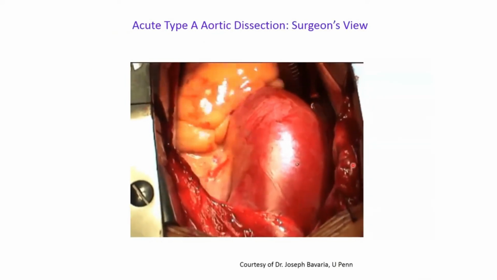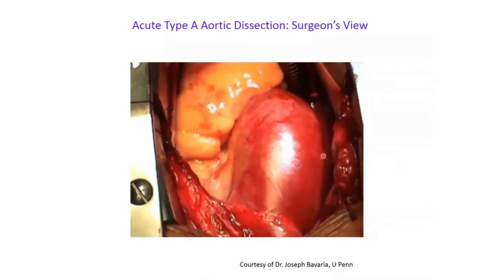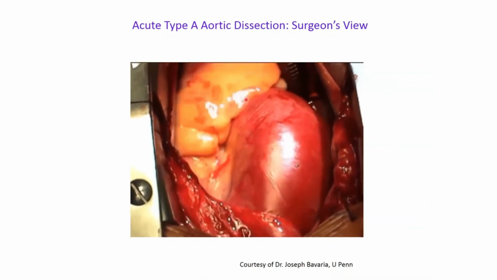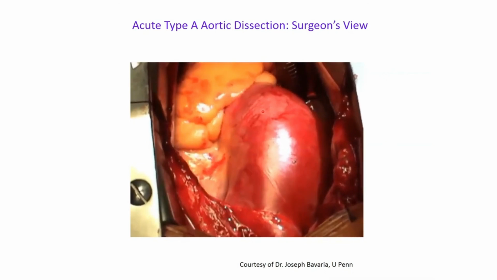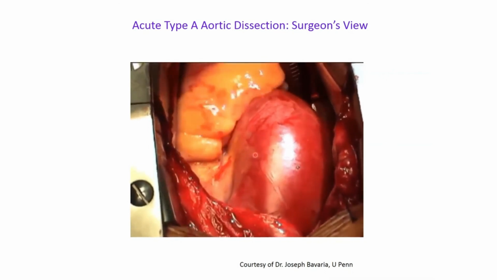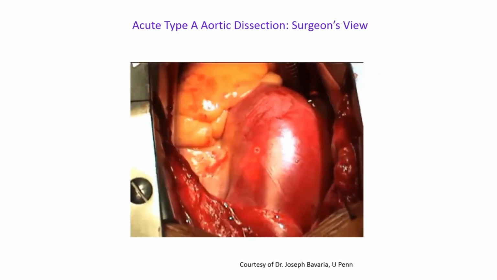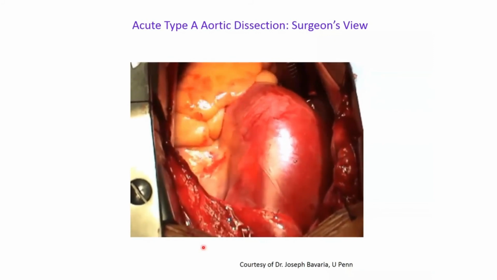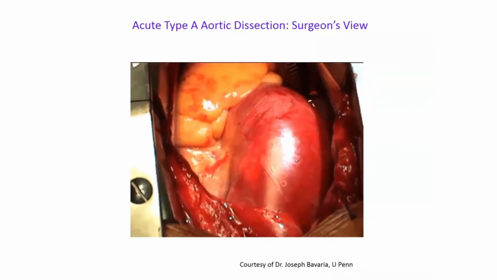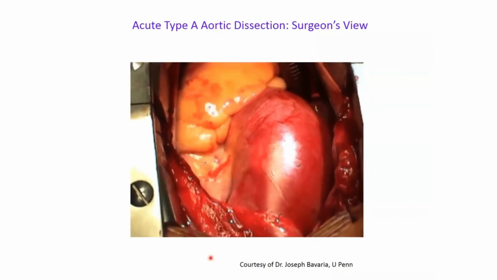This is a surgeon's view of aortic dissection, courtesy of Joe Bavaria from Pennsylvania, where the heart is here, and this is a massively dilated aorta that's thin-walled. You can see the blood circulating right through the aorta and the intimal flap going back and forth from the aortic root into the ascending aorta. You can see how dangerous this condition can be with a thin-walled aorta at risk for rupture at any time.